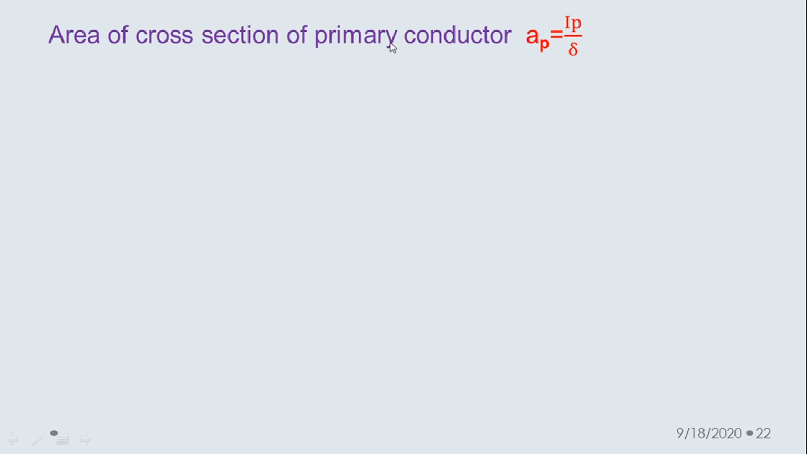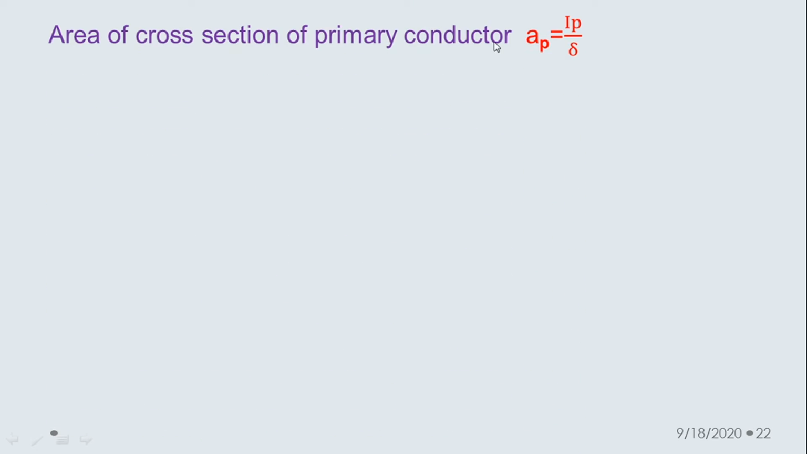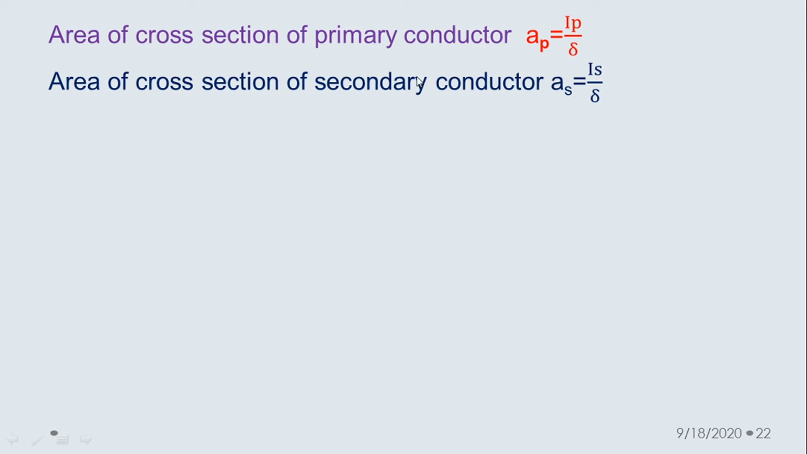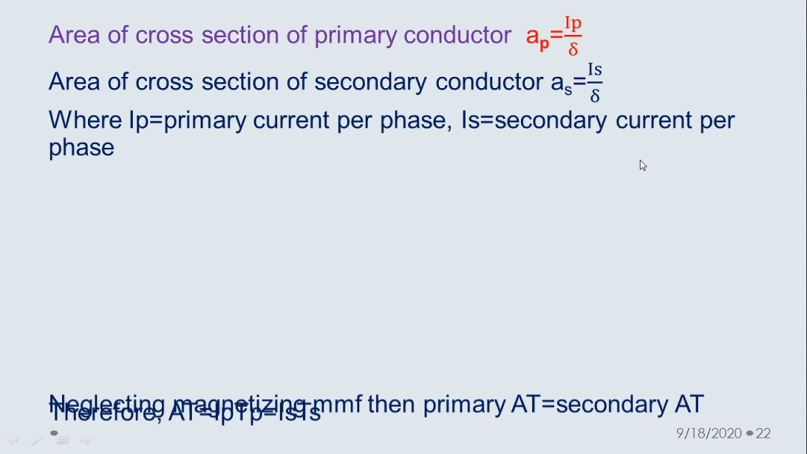Next, area of cross section of primary conductor, that is AP, is equal to IP by delta. From the previous equation, we can write the area of cross section of primary conductor AP equal to IP by delta. Similarly, area of cross section of secondary conductor AS is equal to IS by delta, correct. Here IP is the primary current per phase and IS is the secondary current per phase.